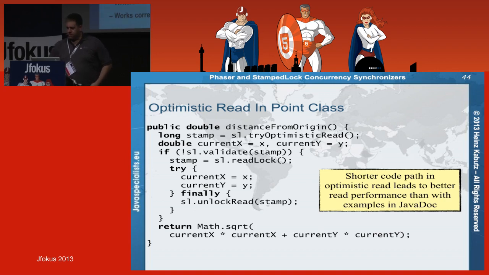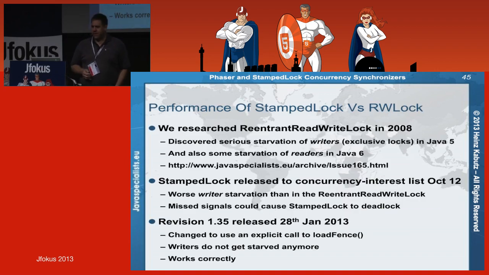Okay, now let's look at performance. We've got another few minutes for that. I did some research in 2008 when I was looking at ReadWriteLock, and discovered some really bad starvation of writers in Java 5 and relatively bad starvation of readers in Java 6 and onwards. So Java 6 onwards, so Java 7, Java 8, etc. And there's a link, I posted that already.